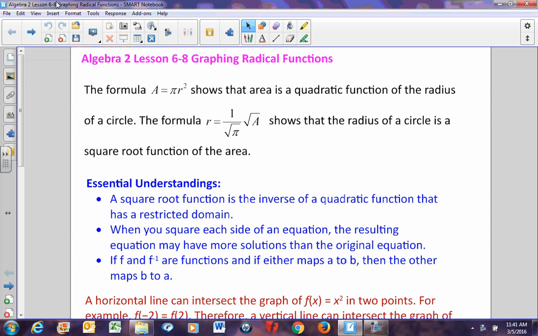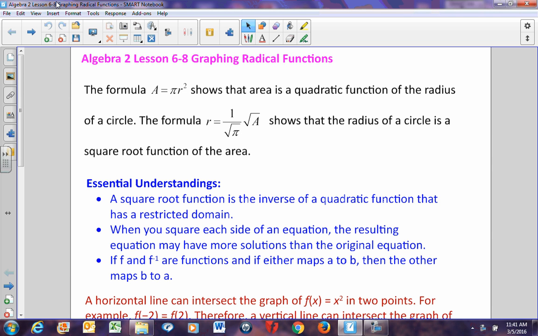This is Algebra 2, Lesson 6-8, Graphing Radical Functions. The formula A equals pi r squared shows the area is a quadratic function of the radius of the circle. The formula r equals 1 divided by the square root of pi times the square root of A shows that the radius of a circle is the square root function of the area.